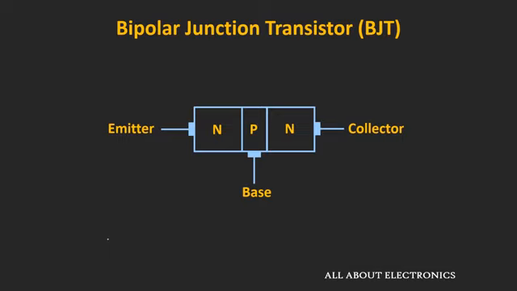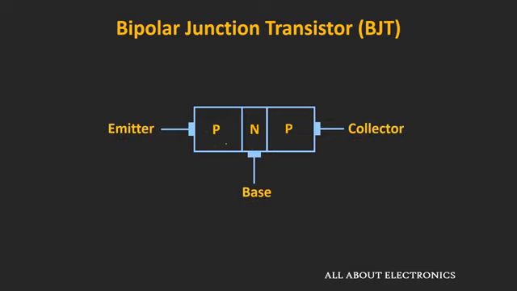In this bipolar junction transistor, there are three doped regions: the emitter, the base and the collector. Based on the doping of these three regions, it is known as either the NPN or the PNP transistor. In the NPN transistor, both the emitter and the collector are doped with N-type impurity and the base is doped with P-type impurity.